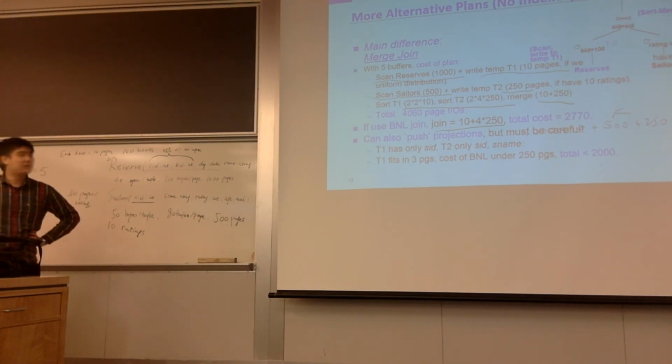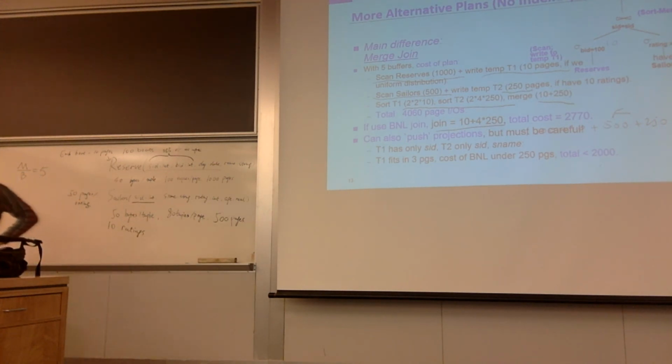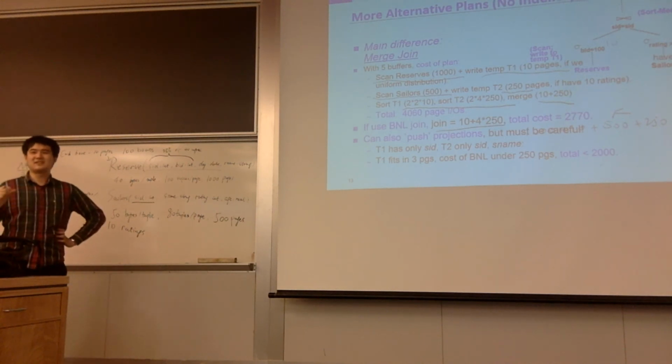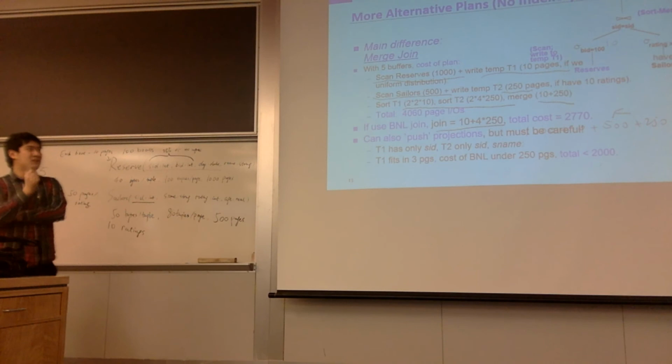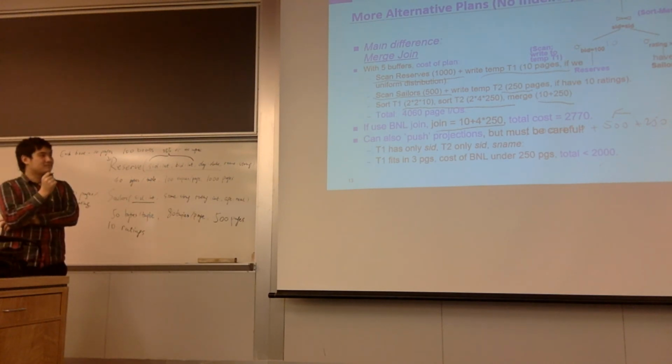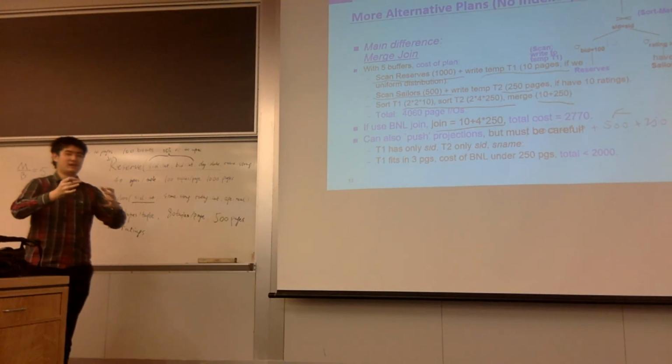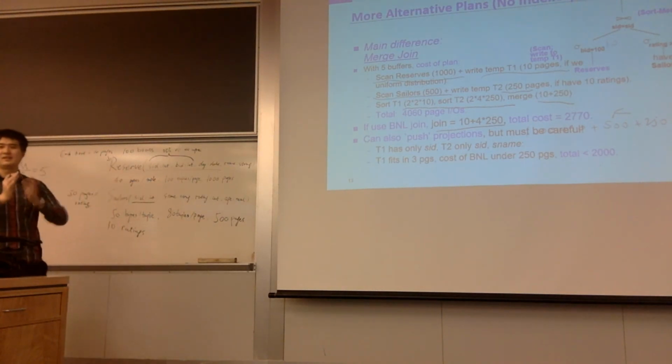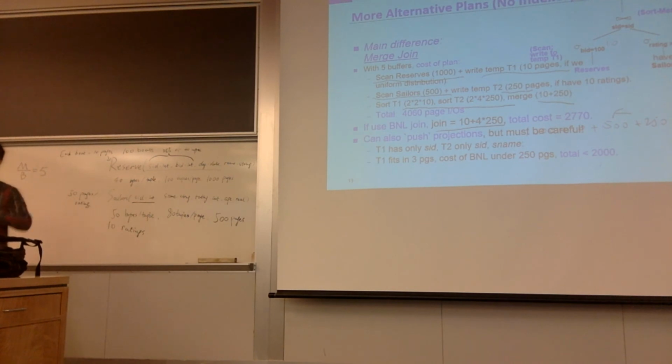Then you could also push down the projection. Why does that help? Because we are materializing the pages. Since we're materializing the pages, if you have fewer columns to write, then you have a smaller relation. That means your intermediate relations are going to be smaller than 10 and 250. So if you do the calculation, the total number of IOs is going to be smaller than 2,000. Okay, it's even better.